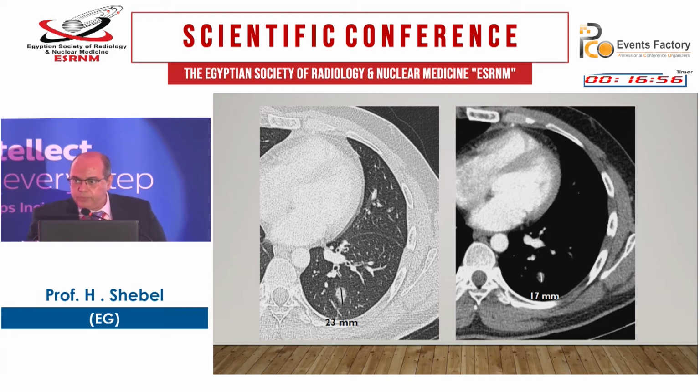Also remember that when you have a lesion in the lung, you should measure it in the pulmonary window, the lung window, not in the mediastinal window. And simply you can notice this. This is the same patient and the same level of the lesion. Here it measures about 23 millimeters, and here it measures about 17 millimeters. So there is a big difference. So when you'd like to measure a lung nodule, you should measure it in the pulmonary window.